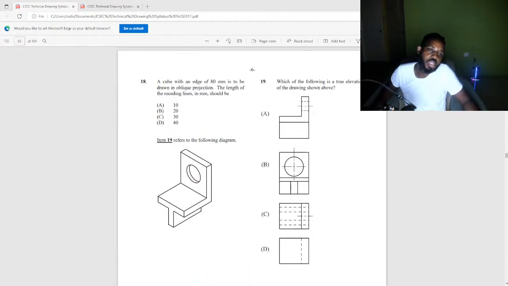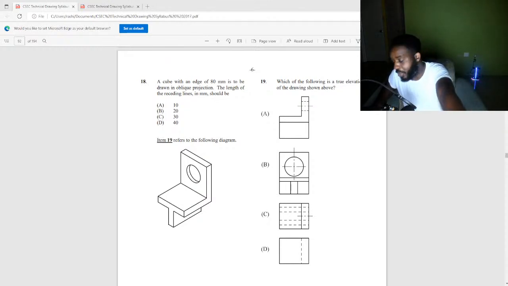All right, number 18. A cube with an edge of 80 millimeters is to be drawn in oblique projection. The length of the receding lines in millimeters should be, let me say, the cube in oblique projection.